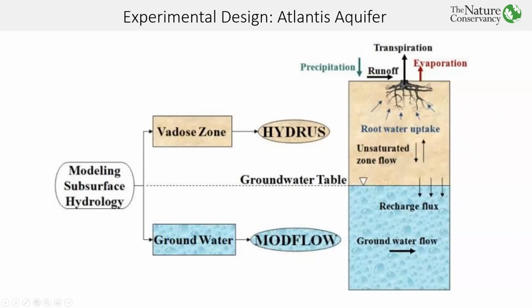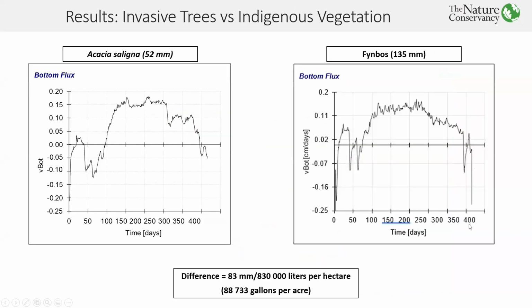So we applied this model in an area where the invasives occur, and an area that is characterized by the natural vegetation in the area. And these graphs represent the results, well, some of the results of the simulation. And it compares the fluxes observed at the bottom of the model domain in this case.